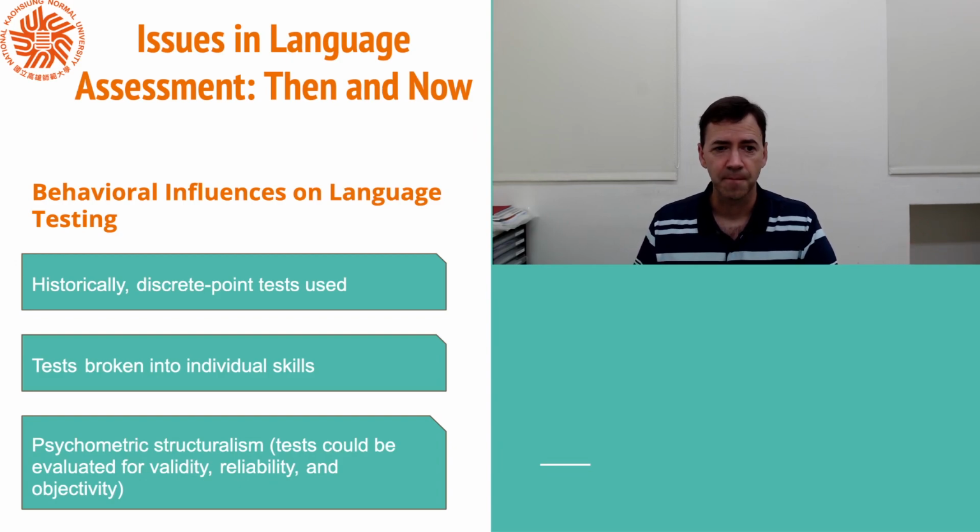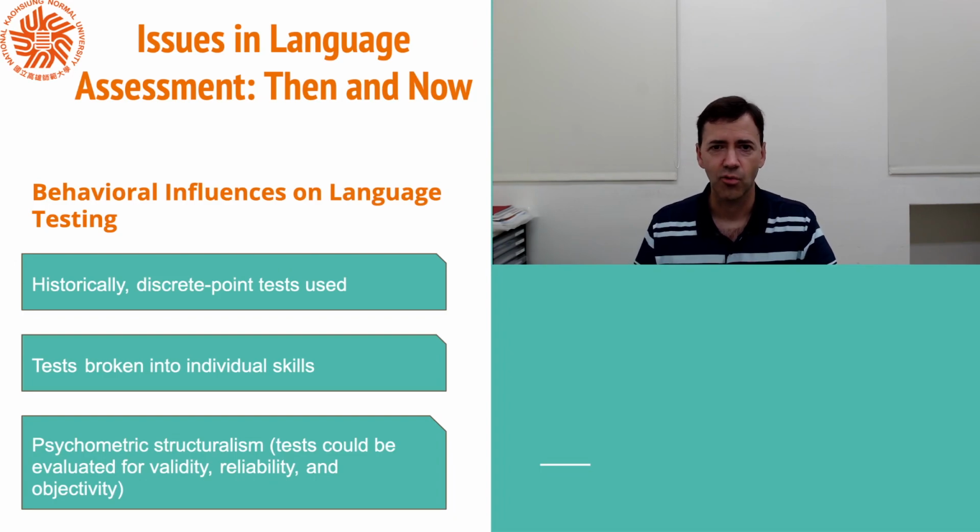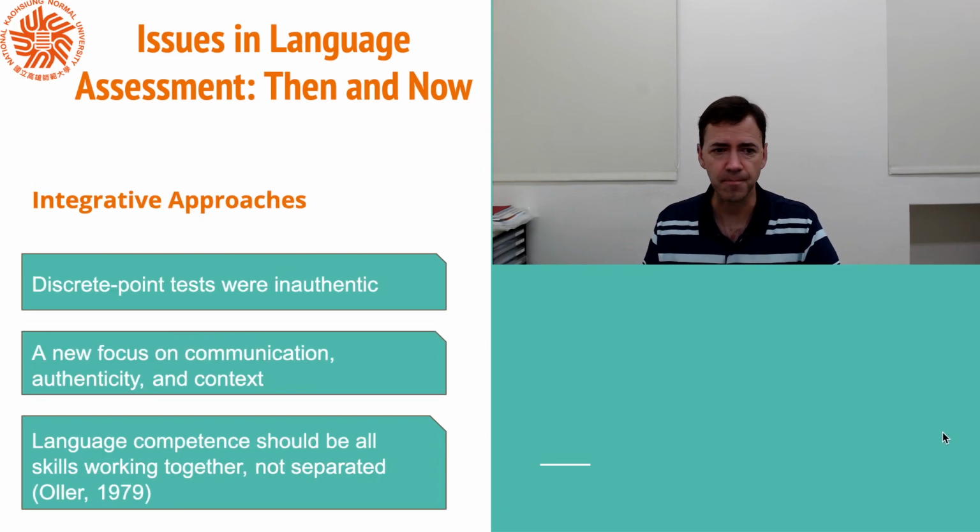And at this time, we have something called psychometric structuralism. We're going to talk about this in the next chapter or the chapter after that. We can actually evaluate tests for things called validity, reliability, and objectivity, and we're going to talk about all of those in the future. But basically, if you're running a test and you want to know whether it is valid, there are ways to evaluate it now because of this time period.